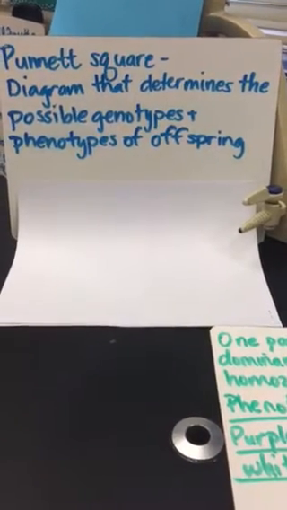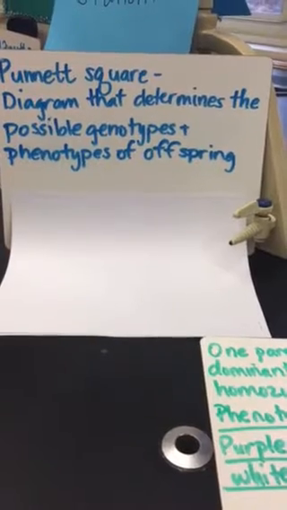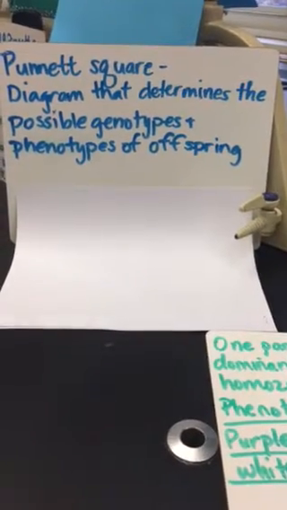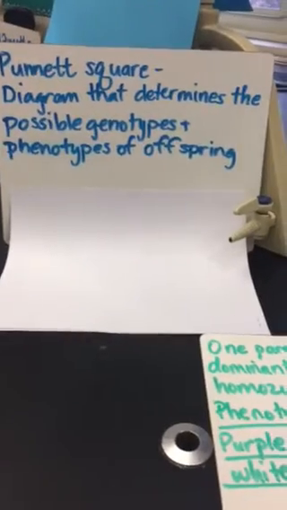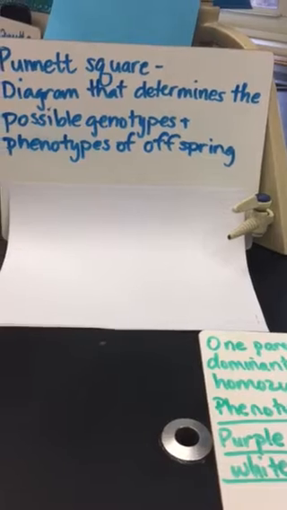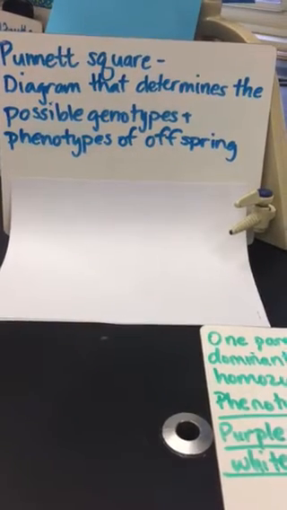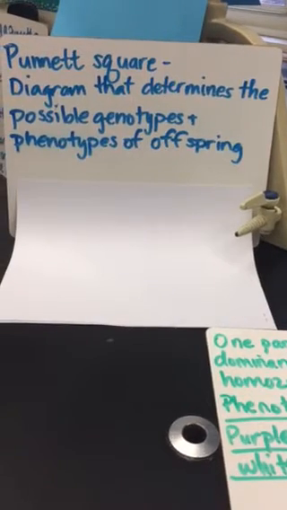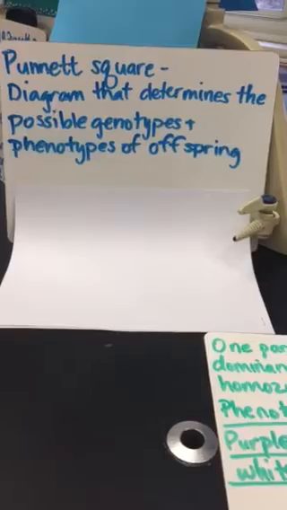So during our last class, we talked about Mendel's experiments and his experiments on pea plants. Today we're going to be taking a look at what Punnett squares are. Punnett squares are diagrams that help to determine the possible genotypes and phenotypes of the offspring. So if we know what the parents are and their genotypes and phenotypes, we could see, using this Punnett square, what their offspring may turn out to be.